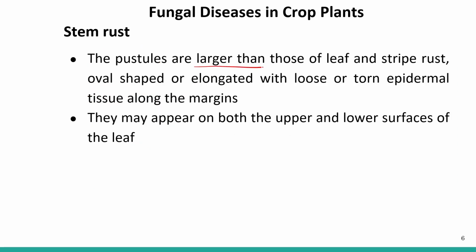The pustules are larger than those of leaf and stripe rust, and oval shaped or elongated with loose or torn epidermal tissue along the margin. So when the epidermal cells are broken down and torn, all this tissue becomes exposed, and the pustules release spores, right? So this is the leaf and stripe rust which is present on the leaf. They may appear on both the upper and the lower surface of the leaf. This type of infection is present on the upper surface as well as the lower surface of the leaf.